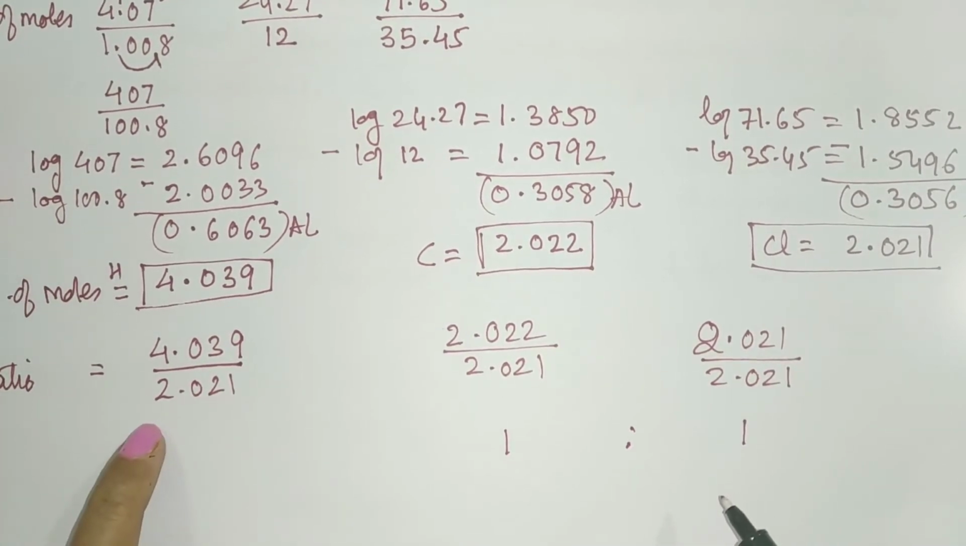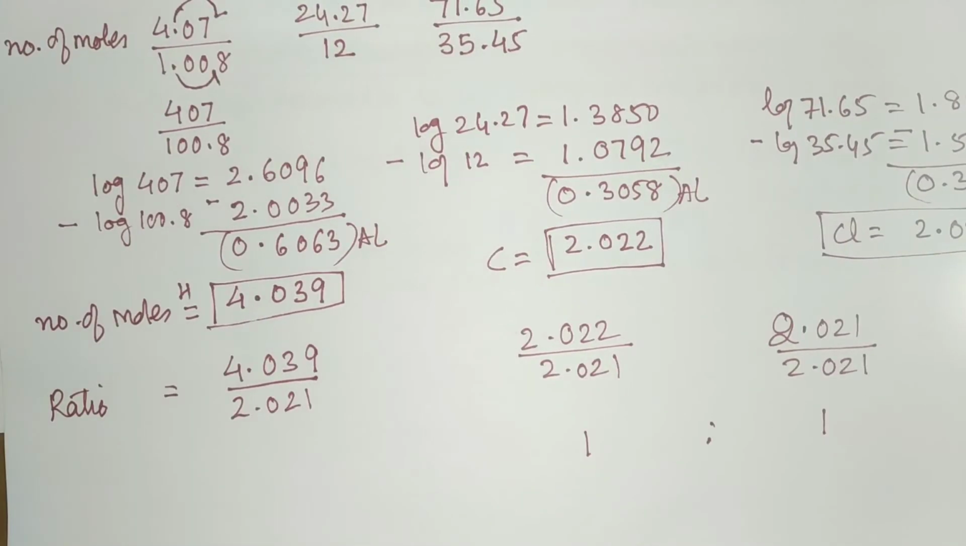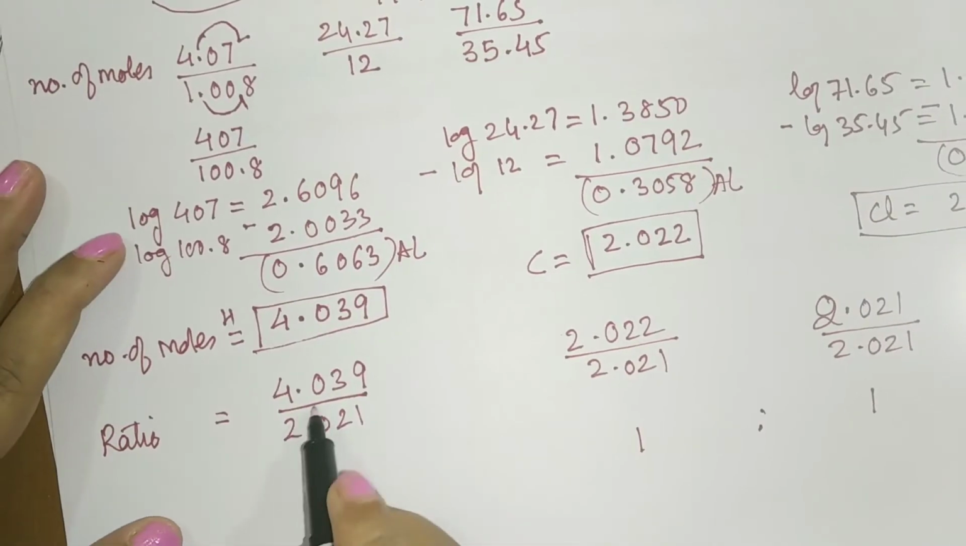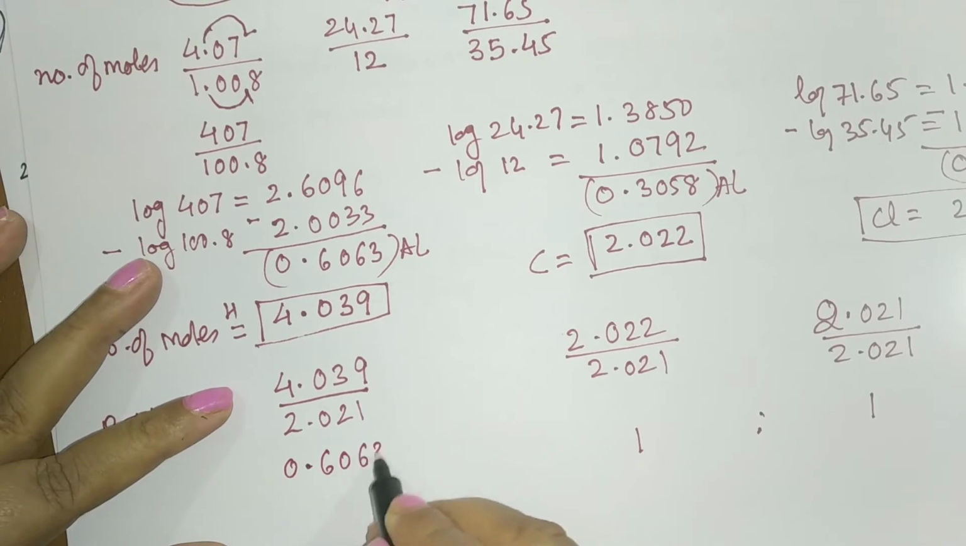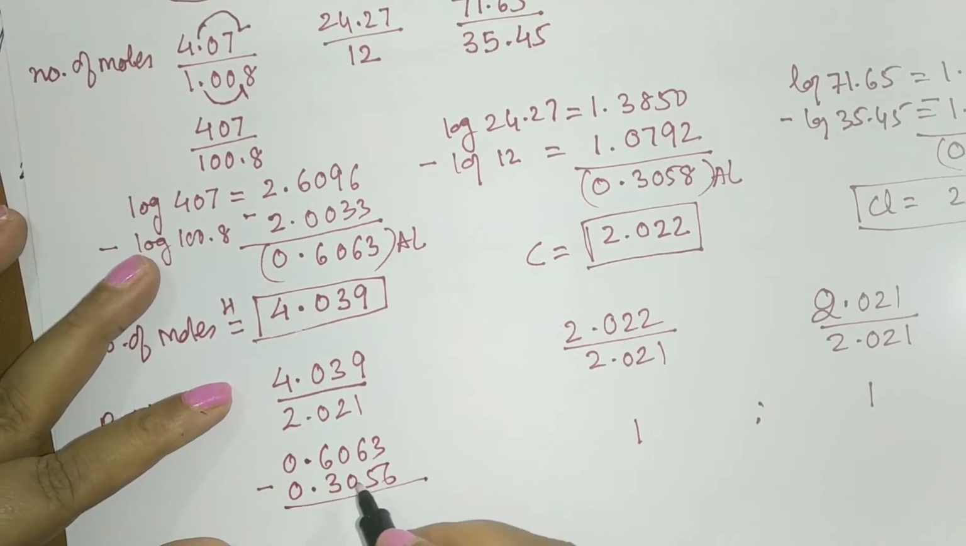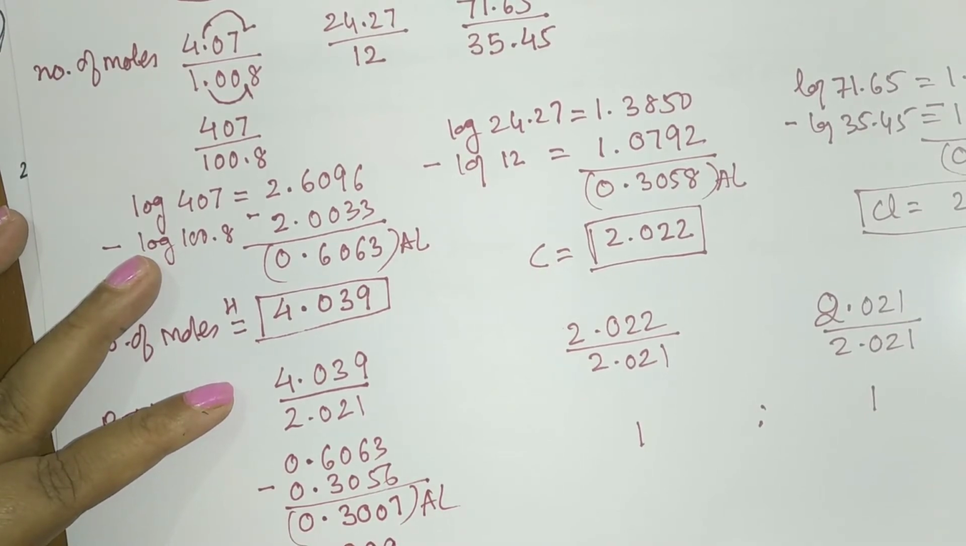Let us go for this calculation now by using log, because if you see this, you can simply sort it out. This will come to 2. But let us try this by using log. It will be a practice also. So here, log of 4.039 is 0.6063 minus 0.3056. The difference will come to 0.3007 and the antilog will come to 1.999, which is nearly equal to 2.